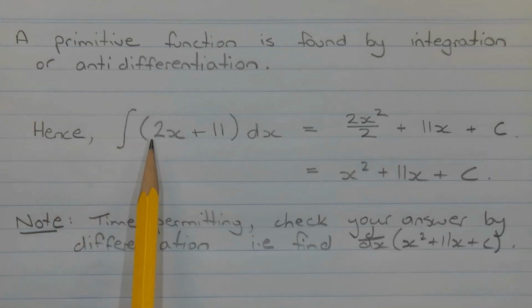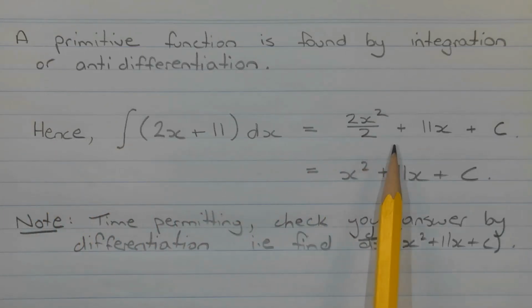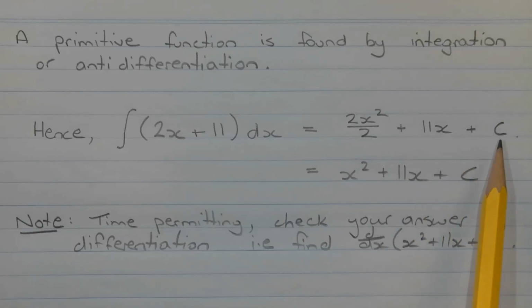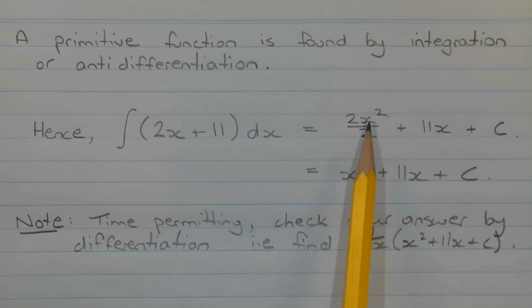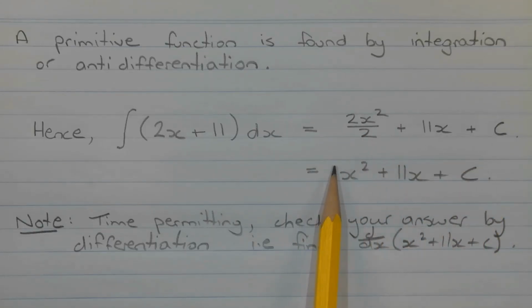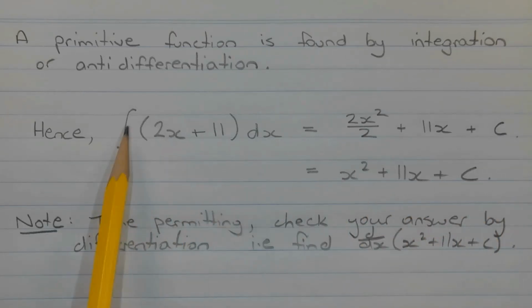Hence, the integral of 2x plus 11 dx is equal to 2x squared over 2 plus 11x plus the constant of integration c. Now 2x squared over 2 simplifies to x squared. So the integral of 2x plus 11 dx is equal to x squared plus 11x plus c. Note, time permitting, check your answer by differentiation. In other words, differentiate x squared plus 11x plus c and check to see that we get the integrand 2x plus 11, which of course we do.